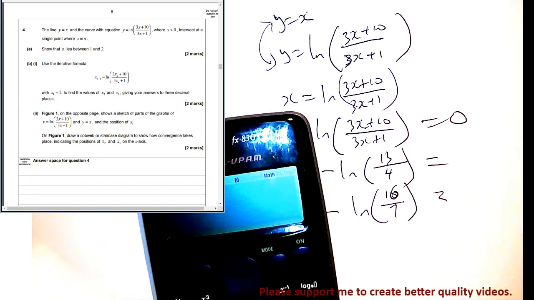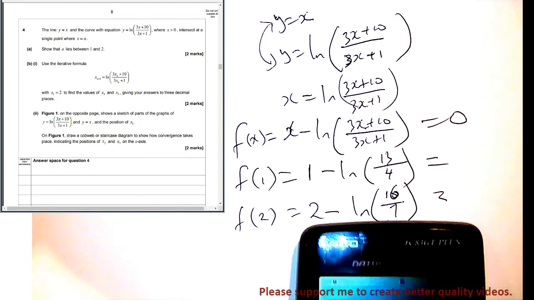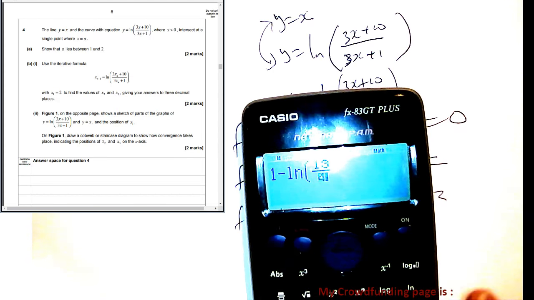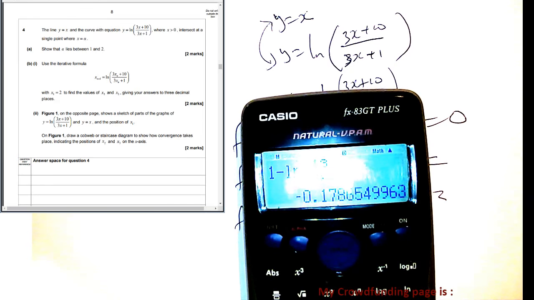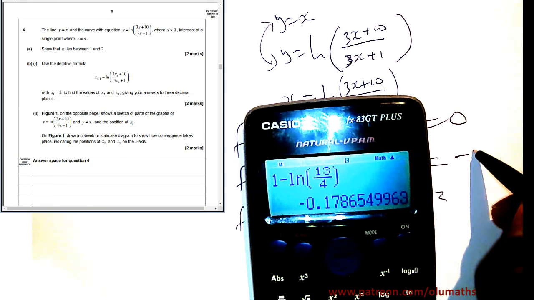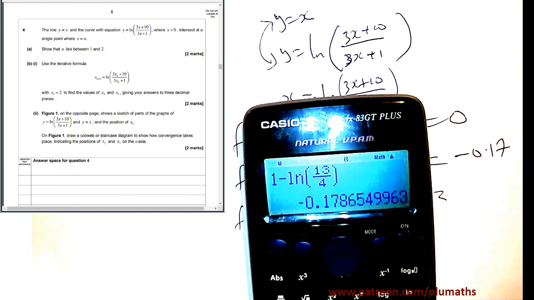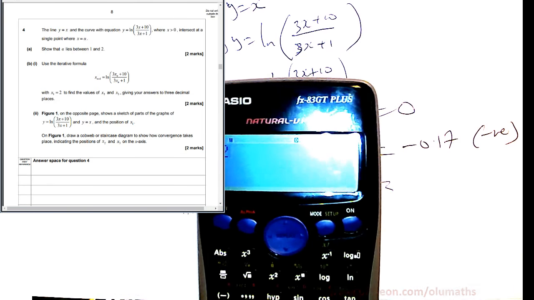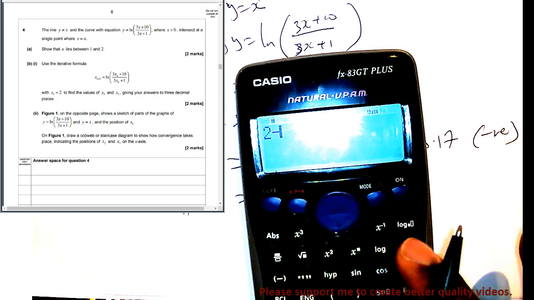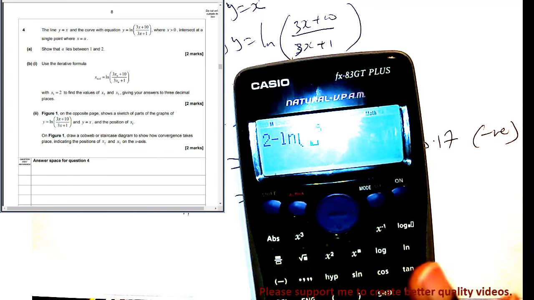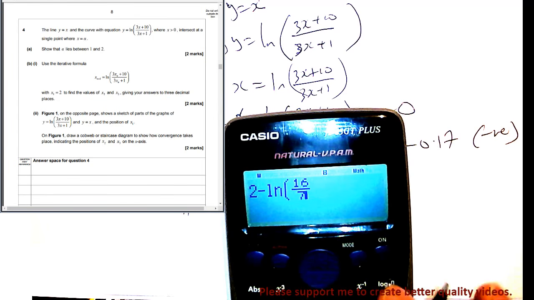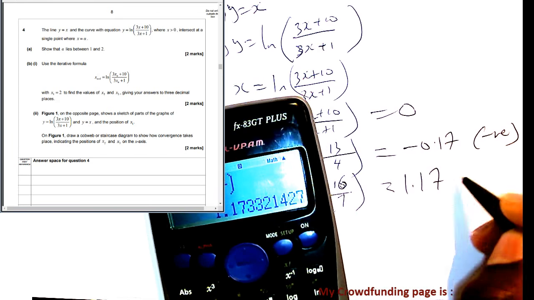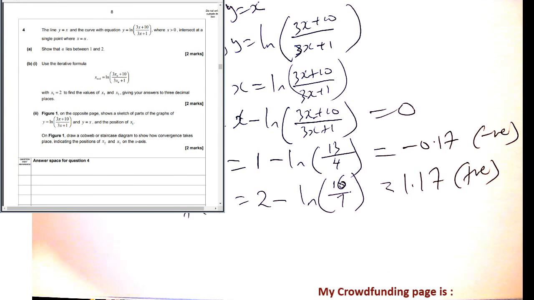So I don't know if you can see my calculator. I'm just going to type 1 minus ln of 13 over 4 and close the bracket. And that's a negative number, okay? Minus 0.17. So negative in bracket. Let's try it with a 2 now. So that's 2 minus ln of 16 over 7. Okay, and we close the bracket. And that's positive 1.17, positive. And that's all. That shows that the root happened in between.